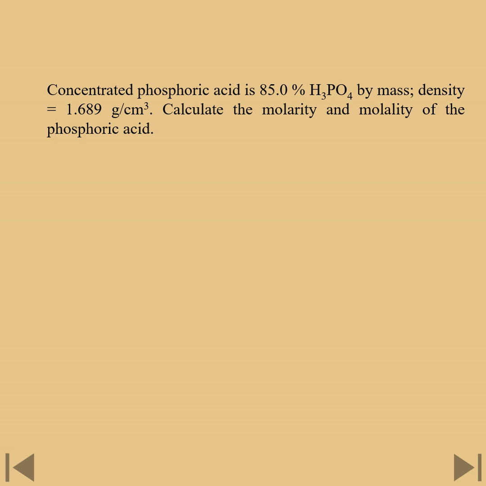We're told concentrated phosphoric acid is 85% phosphoric acid by mass. The density is given, and we're asked for the molarity and the molality. Okay, well, first the molarity, and that would be in units of moles per liter.